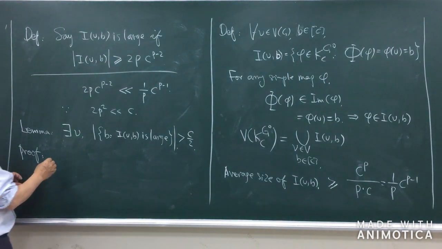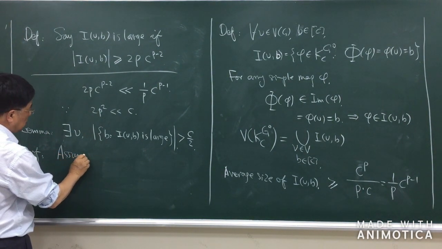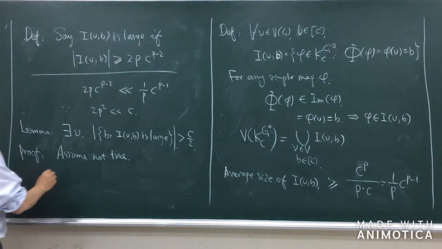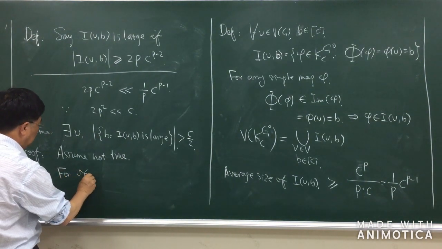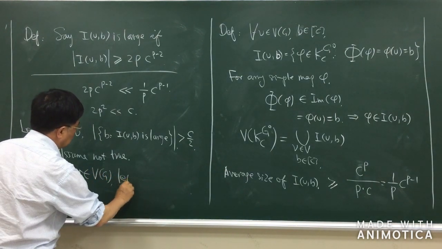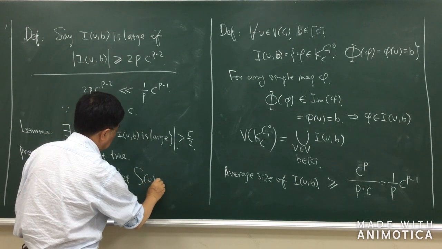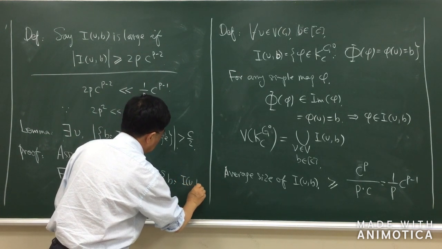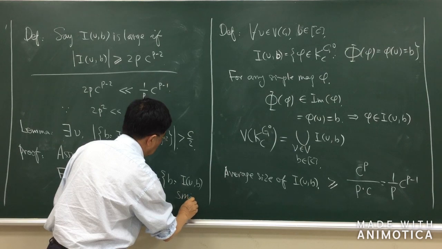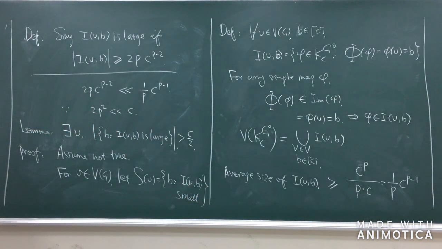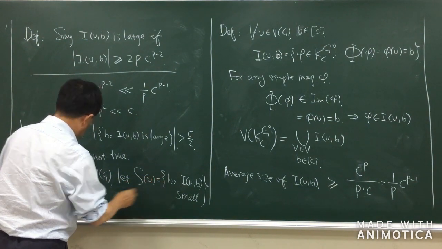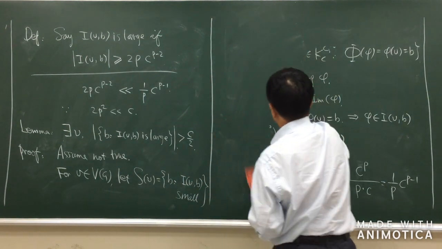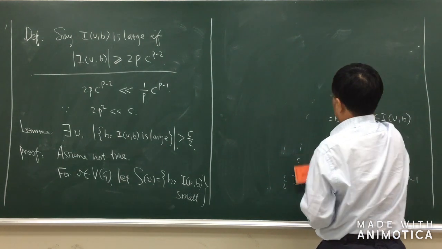So assume this is not true. Assume this number is not true. Then for V in the vertex set, define S_V to be those colors B such that I_{V,B} is small. So S_V are those colors which make this small, because we assume that the lemma is not true, which means that small means not large.